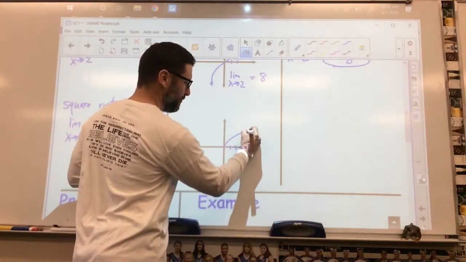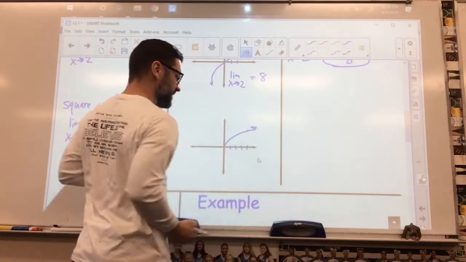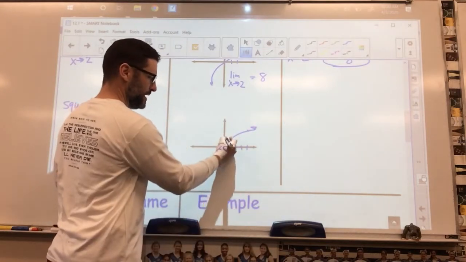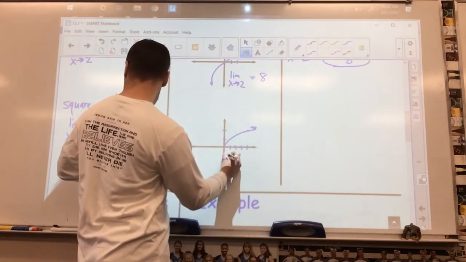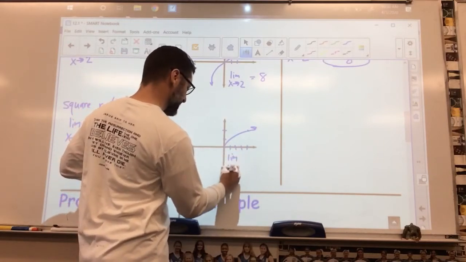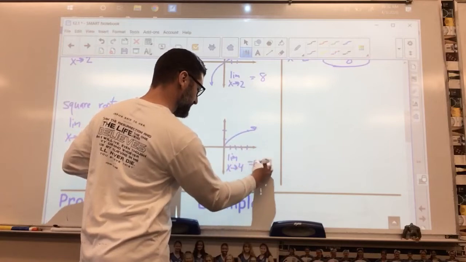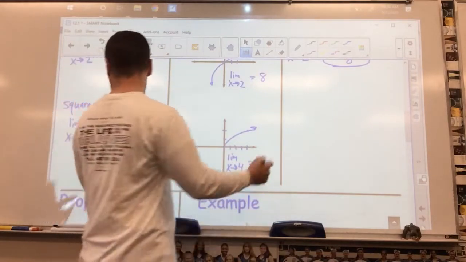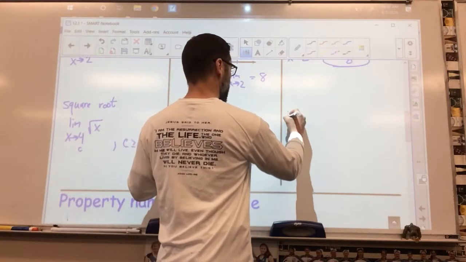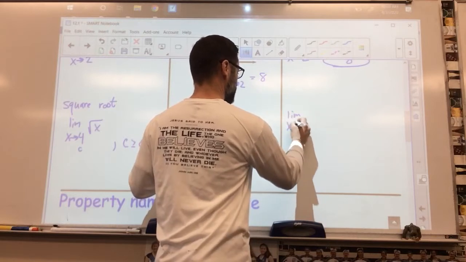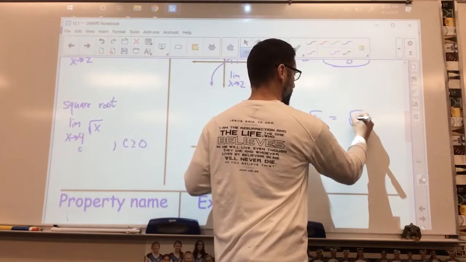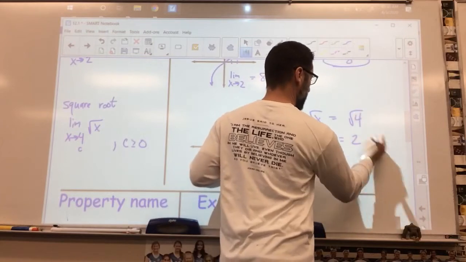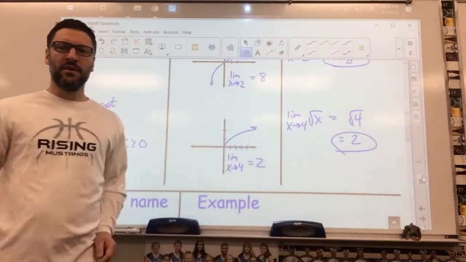So I go up to my graph. Do they come together? Yes, they do. And they come together at 2. So the limit as x goes to 4 on this graph is 2. And that is what I would get if I directly substituted 4 into the limit as x goes to 4 of the square root of x. I would get a 2 value.